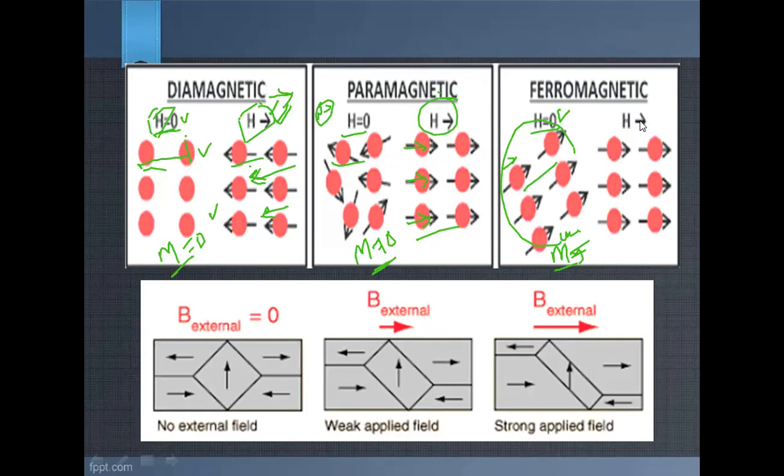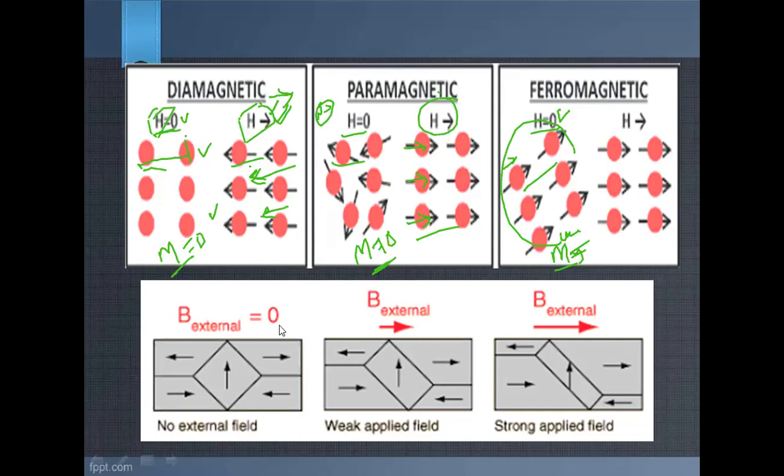In the absence of a magnetic field, which is H equal to 0, diamagnetic materials do not possess any dipole moment. The magnetization is completely zero. Coming to the paramagnetic materials, you can clearly see there is a magnetization present. Definitely there is a finite magnetization. And in ferromagnetic materials also, even in the absence of a magnetic field, they align in a field direction.